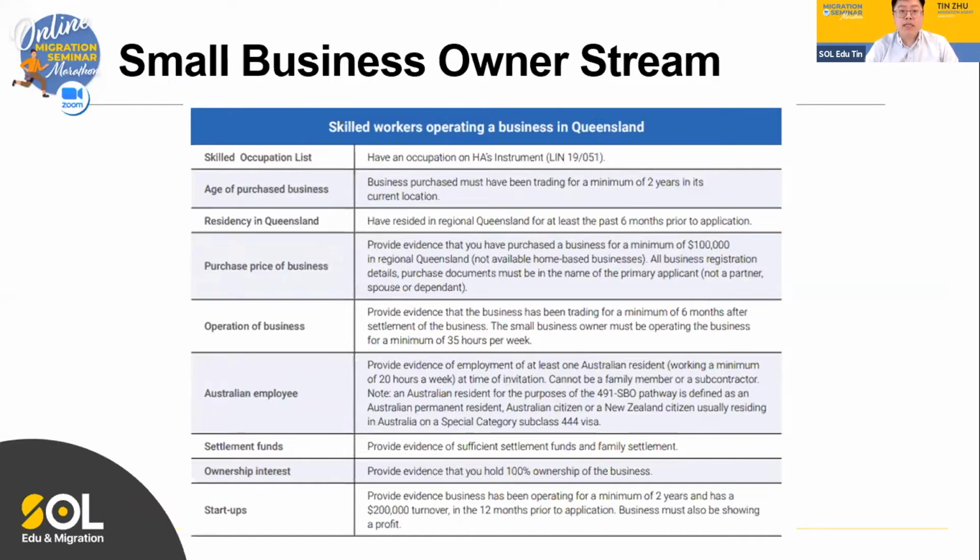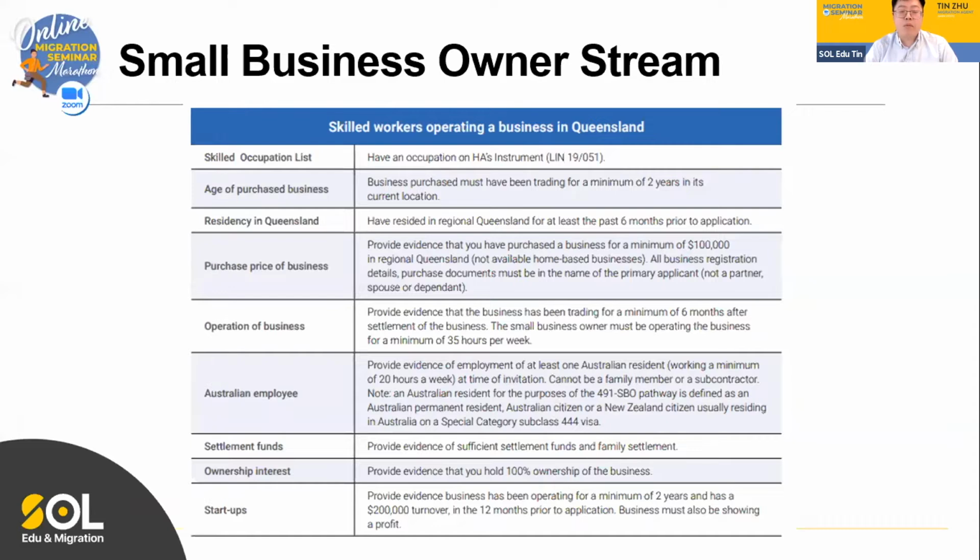and then be eligible to apply for this stream. But of course, this one is a kind of small investment, so it is for those who have extra money to invest in regional Queensland. I won't go through all the details, but the highlight is the purchase price for the business should be at least 100K, excluding any decoration or vehicle. The purchase price on the contract must be more than 100K Australian dollars if you would like to go through the small business owner stream.